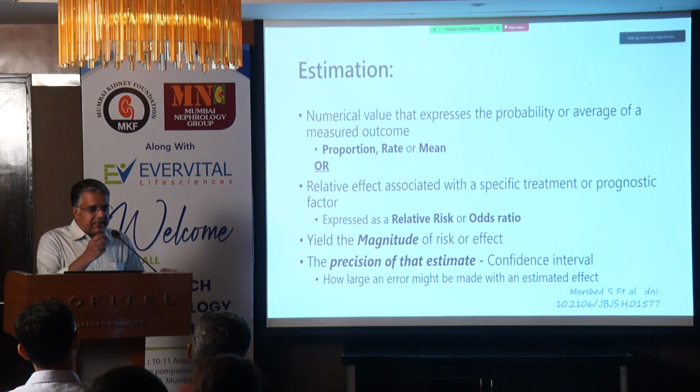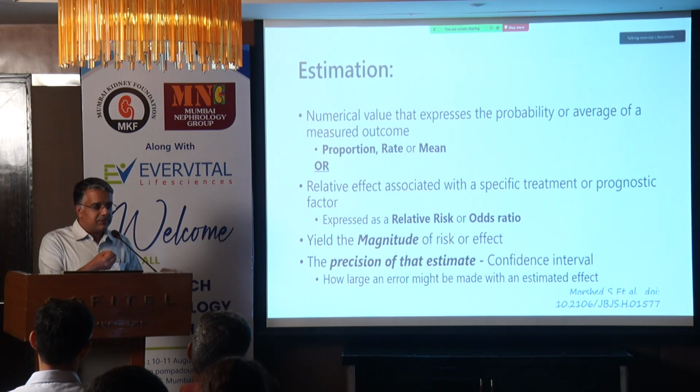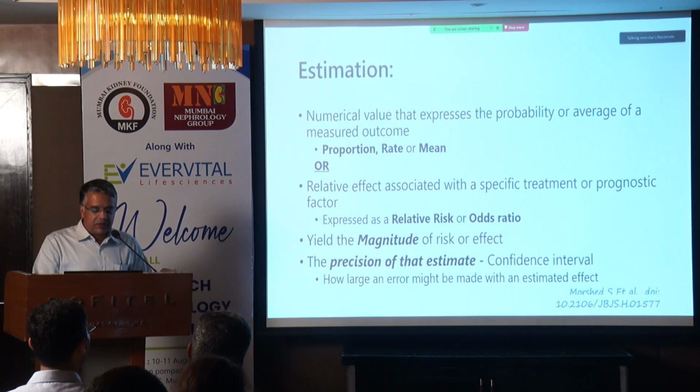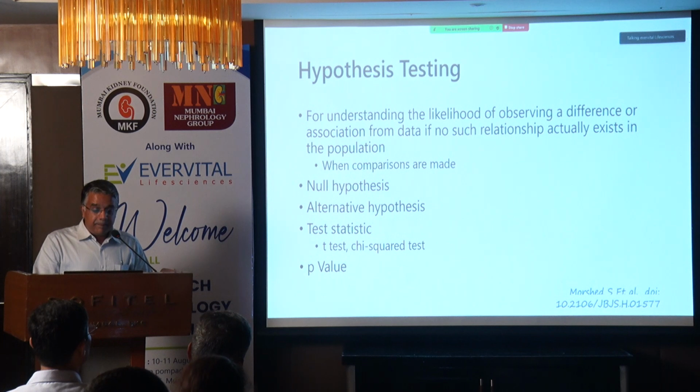One is whether there is an association, how strong the association is, and what the precision is, what are the chances that what you have found is actually true. Okay, there are three aspects to this estimation, or the data we present.